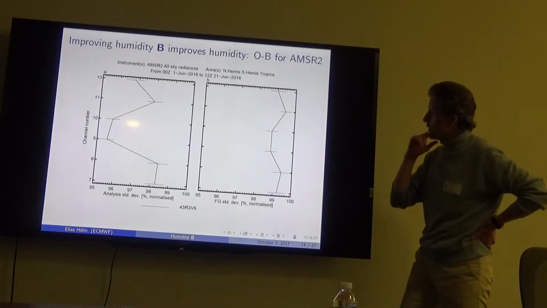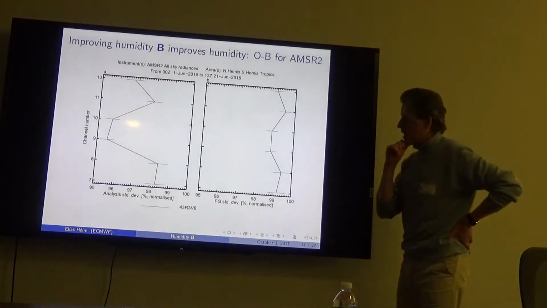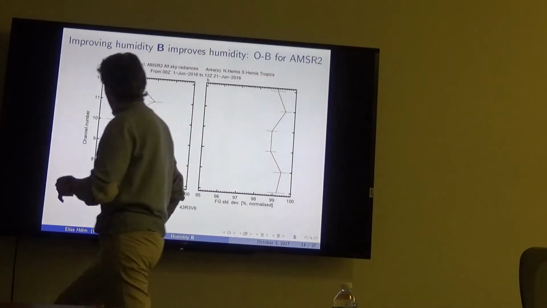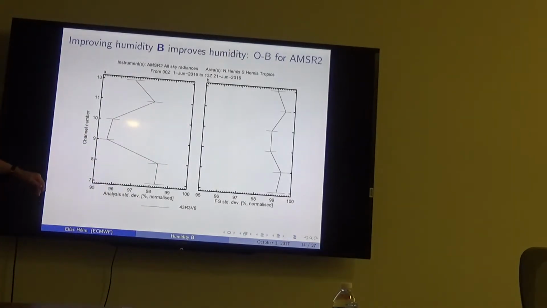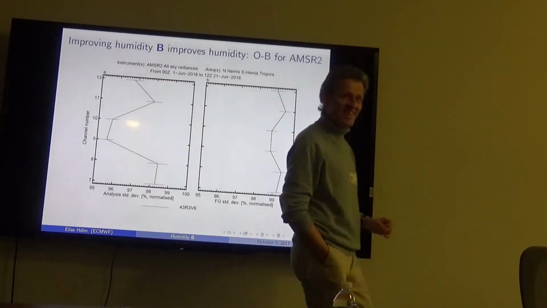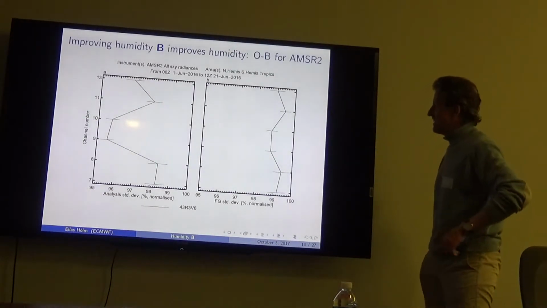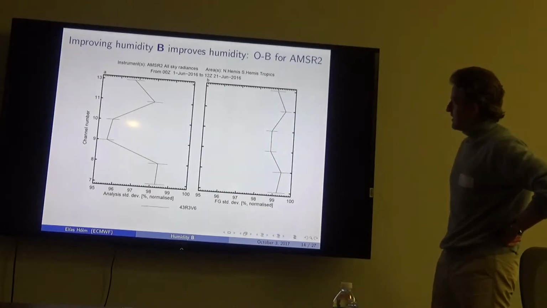Let's look at the wind. So could you just tell us what these channels are sensitive to, for those who don't know? These are water vapor channels, most of them. Okay. So 7, 8, 9, 10, 11, 12, and 13. Now, I'm not an expert on AMSR2, so I cannot tell you exactly where these channels peak. But I've been told these are water vapor sensitive channels. Okay. They're all on the 183 gigahertz line, presumably. Something like that. Yeah. Okay.